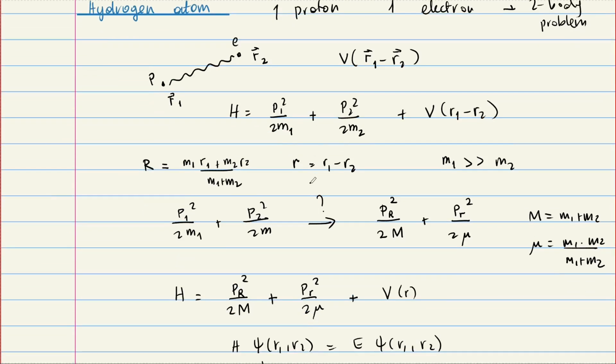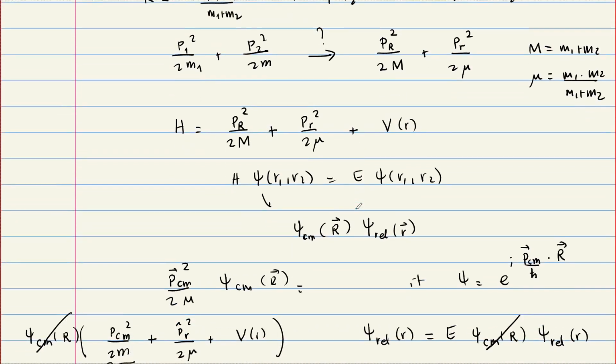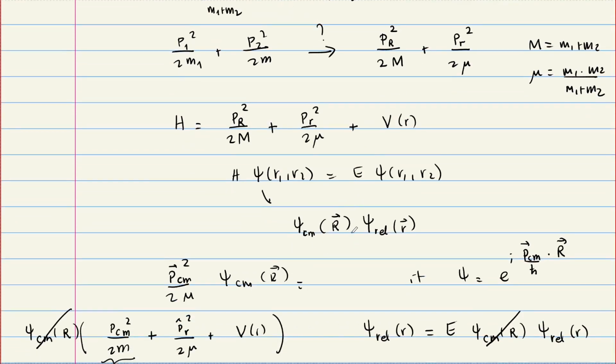And the problem is to change the variables from R1, R2 to uppercase R and lowercase r. And you can see there is a piece that only depends on little r, and there is also a piece that only depends on uppercase R. That means the Hamiltonian is separable. If the Hamiltonian is separable, we can try a separable ansatz, exactly like we did for many other problems, and we can separate the uppercase R equation from the lowercase r equation.